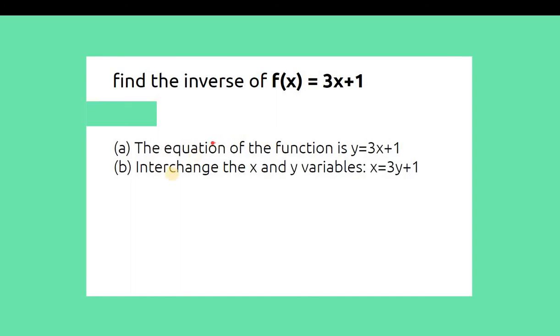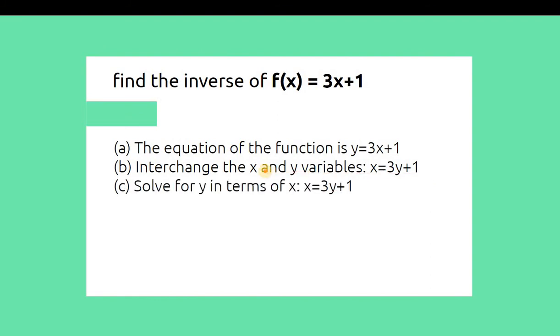So, ano yung next? Interchange the x and y variables. So, pagbabalik-tarin na natin yung variables natin. Kanina, andito yung x, napunta siya sa left. Yung y, napunta sa right. Okay? So, naging x is equals to 3y plus 1. Okay?